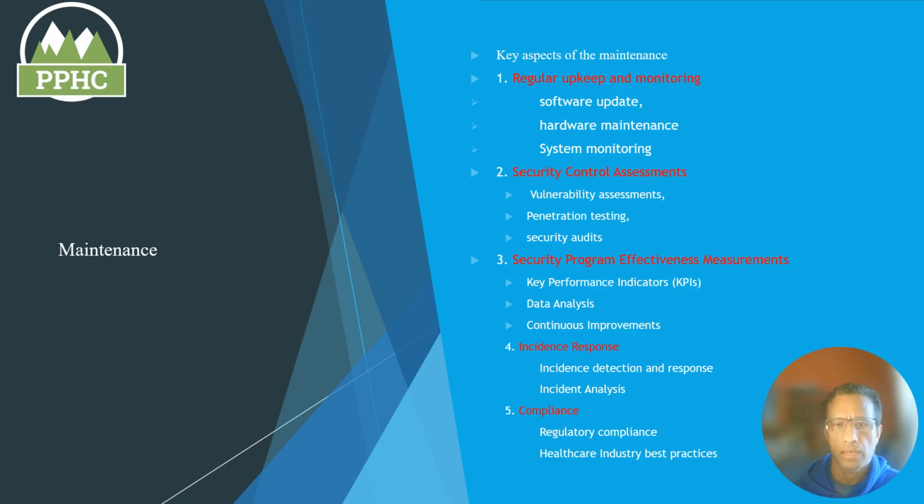Maintenance: there are basically 5 different categories we're going to focus on. The key aspects of maintenance are regular upkeep and monitoring, so software updates, hardware maintenance, system monitoring, and security control assessment. Then vulnerability assessment, penetration testing, security audits, and security program effectiveness measurements, which will be key performance indicators (KPIs), data analysis, continuous improvement, and the incident response plan: incident detection and response, and incident analysis.